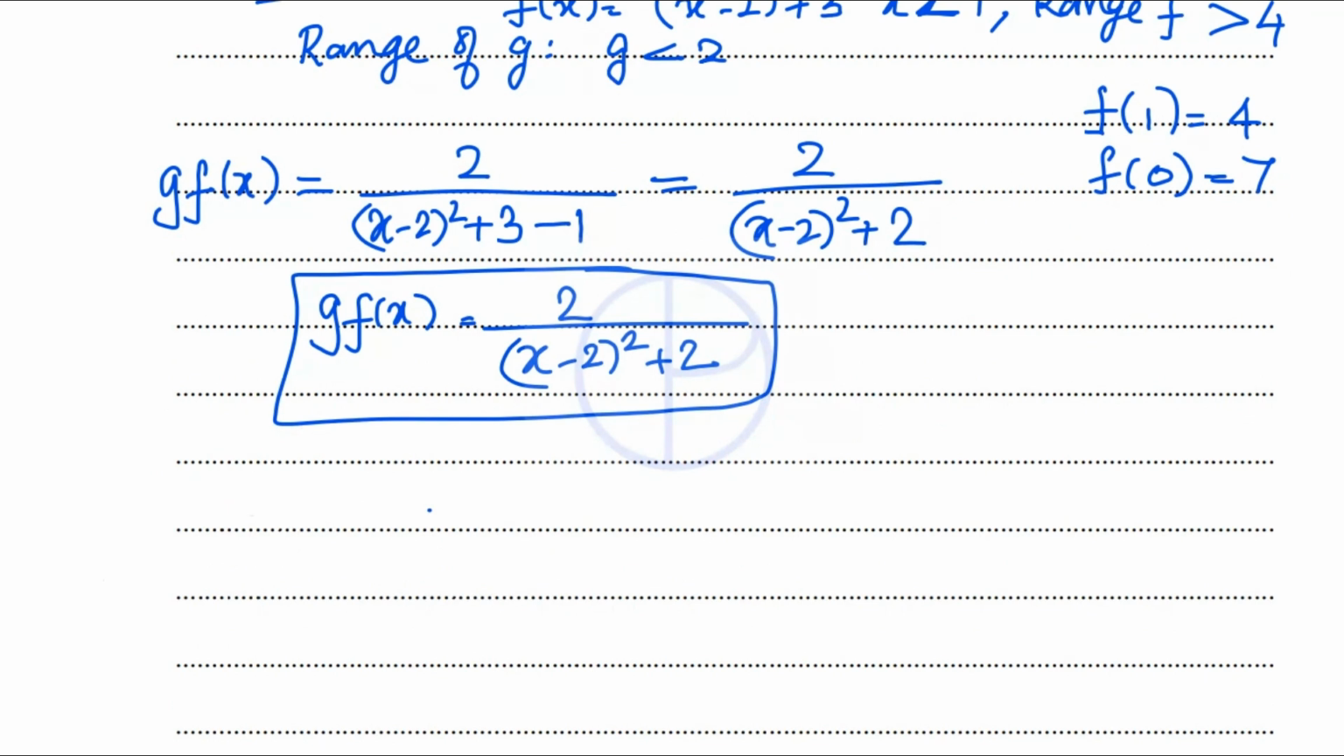Next, let's find out the range of gf of x. gf of x is a fraction here. In the numerator, we have a constant, so it depends on the denominator term, because it has an x. Okay. So when the denominator is minimum, you will get a maximum value as the range. When the denominator is maximum, then you will get a minimum value for gf of x.